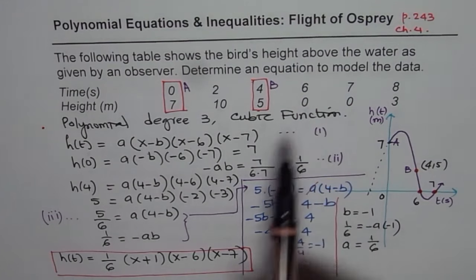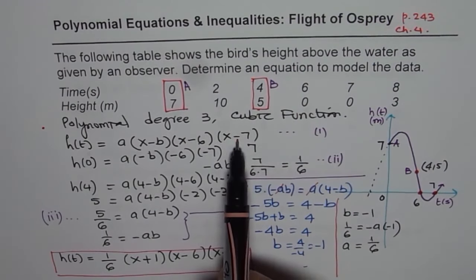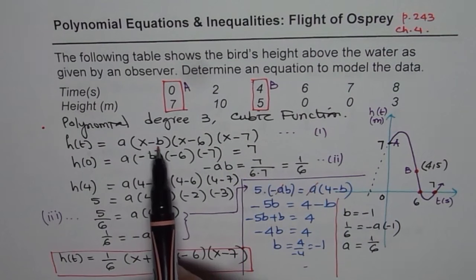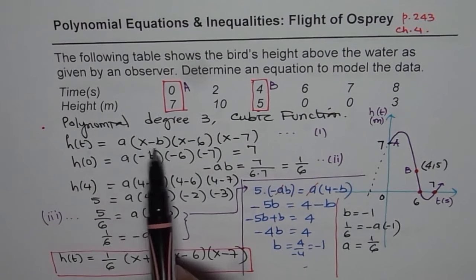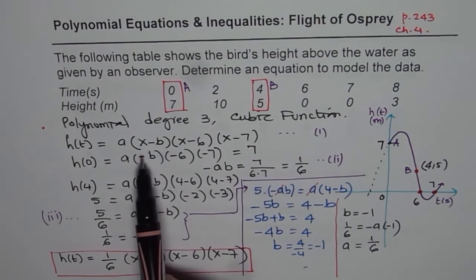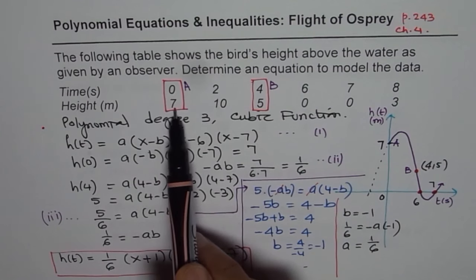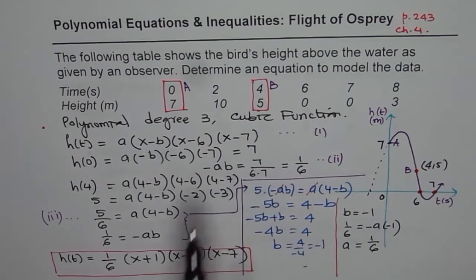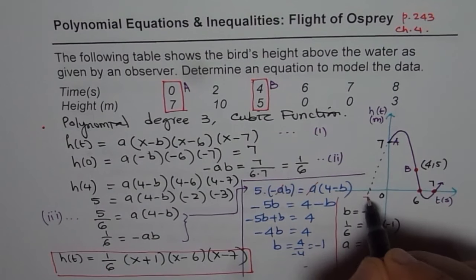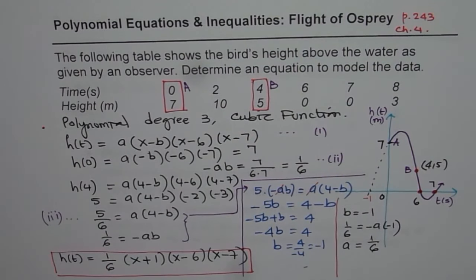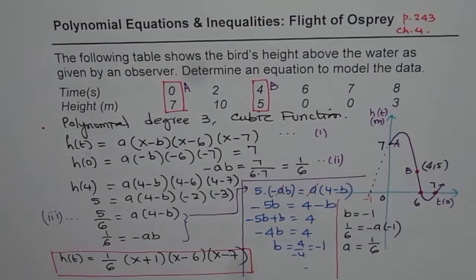We took these two x-intercepts, x minus 6 and x minus 7, and we just assumed the third intercept to be at b. So x minus b will be a factor times a. These two unknowns, a and b, were calculated using the other two points, (0, 7), the y-intercept, and (4, 5). So those are the calculations, and we got the equation: h of t equals 1 over 6 times (x plus 1) times (x minus 6) times (x minus 7). So basically, this is minus 1. Okay, so that is how we found the equation to begin with, right?